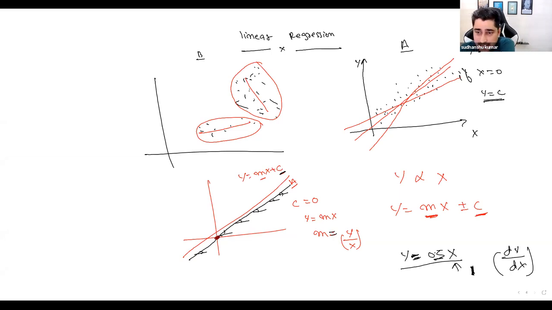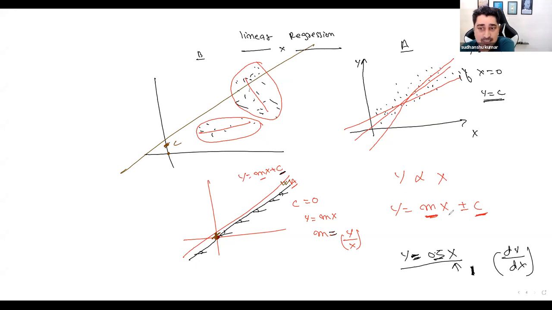In the case of this red line, when x is equal to 0, the value of y for this particular line is this one. So this height is nothing but the value of c. If I draw this line, can I say that this is nothing but my c? Yes, when x is equal to 0. A very simple thing, right?